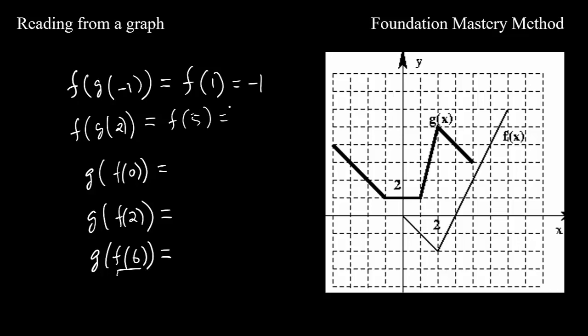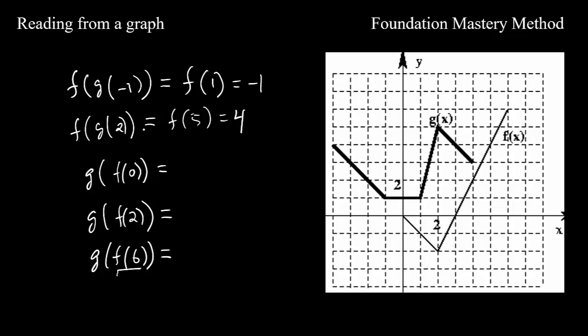Now f of 5, if you look at the graph again, you will see that 1, 2, 3, 4, 5. So f of 5 is here, which is 4 from the scale. So then you write it is 4.